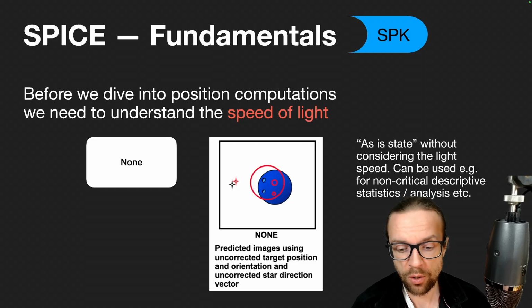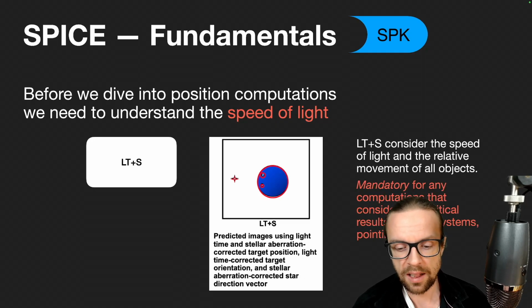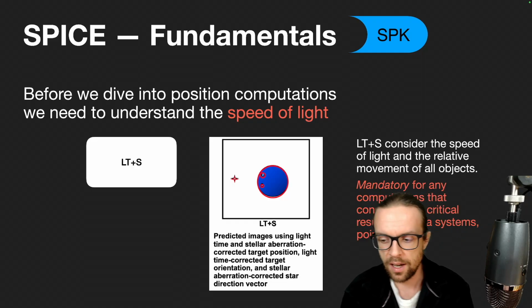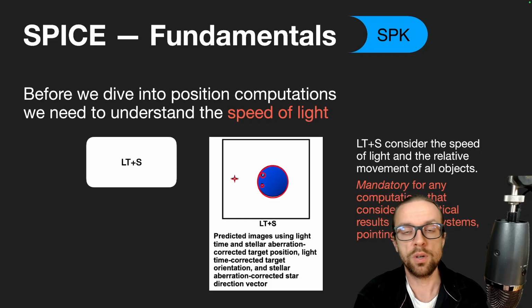Now the correction factor we have is, first of all, none, which doesn't correct for anything. Everything is like an as-is state, considering an infinite speed of light and no correction. But if we use the so-called light time plus stellar aberration correction, LT+S, you will see this in the SPICE documentation, we will get the correct values. This is mandatory for any computations that are time critical, this is pretty important. Otherwise, it will mess things up, to be honest.